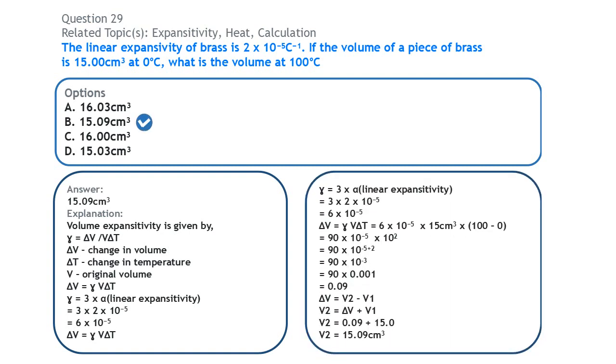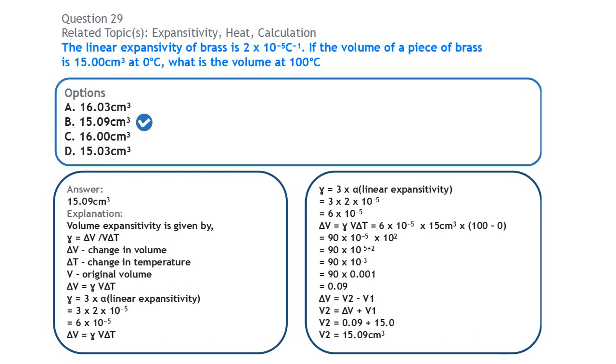We then say that the change in volume is equal to the volume expansivity, which is 6 times 10 to the power minus 5, multiplied by the original volume, which is 15 centimeter cube, then times this delta T, the change in temperature. That will be this new temperature, 100 degrees Celsius, minus the original temperature. Here we have 100, so we have 90 times 10 to the power minus 5 times 100, which we've written as 10 raised to the power 2.